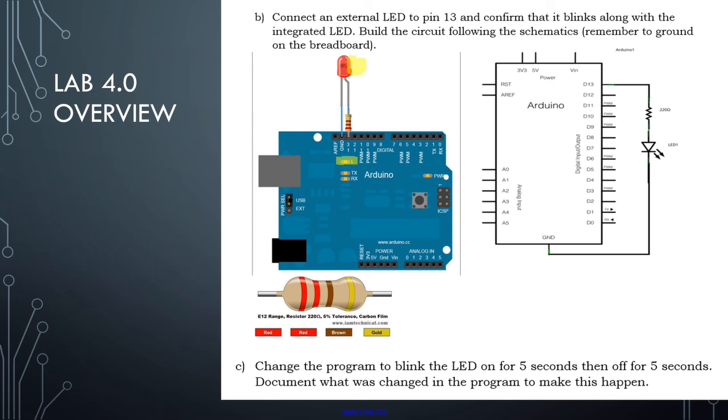Part C of part 1 is changing the program. So now blink the LED for 5 seconds on and then 5 seconds off. So before it was blinking for 1 second on, 1 second off, change that to 5, and you don't have to recopy your code here. I just ask you to tell me, what did you change? What line did you change? Or what lines did you change to change the blinking and the delays for on and off?